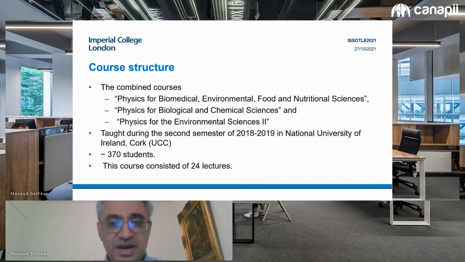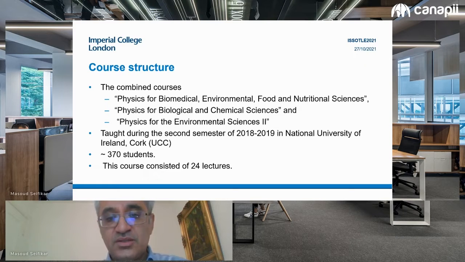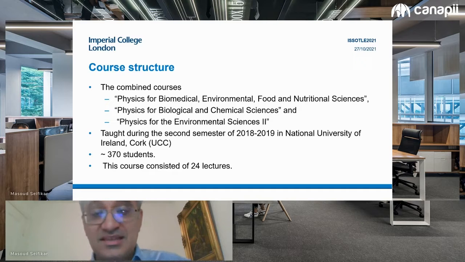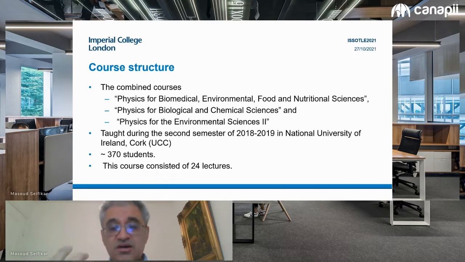So let me give you some background about the course first. It was a combined course: physics for biomedical, environmental, and food science students, physics for biological and chemical science students, and physics for the environmental science students. They were the second year students, the rest were first year students. They were around 340 students, and this course was taught during the second semester of 2018-19 in UCC in Ireland. And I had 24 lectures for this module. So you see, it's already challenging.